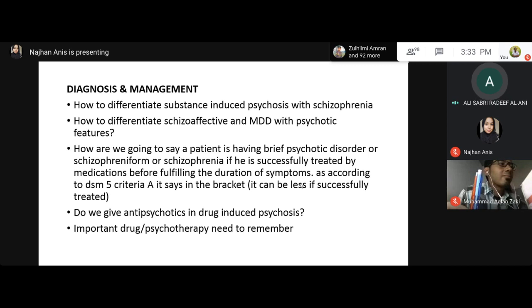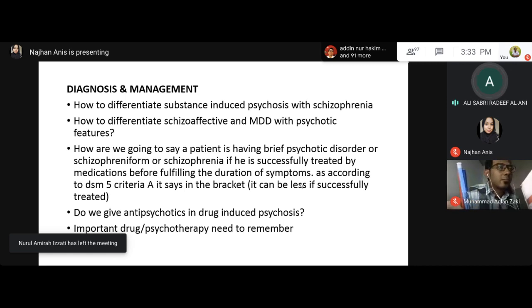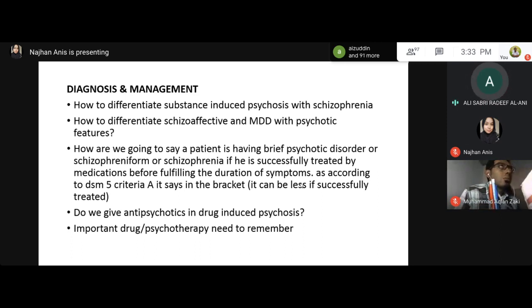And of course, you differentiate it from MDD with psychotic features, in which the psychotic features are mostly mood congruent, meaning that the delusion can be, what type of delusion? For example, nihilistic delusion, delusion of guilt, or delusion of poverty, and the hallucinations can be mood congruent, like the patient hearing voices telling him that he is useless, he is a failure, or asking him to end his life. All these are mood congruent during MDD. And usually improvement of the mood in MDD can lead to improvement of the psychotic features.